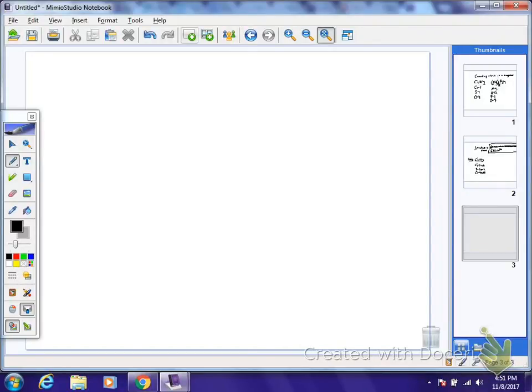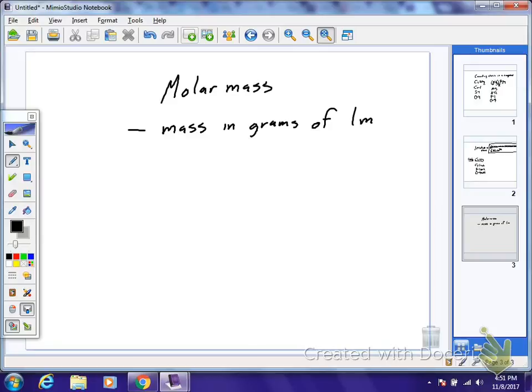Okay, in the last example, we decided we were going to count atoms and moles of atoms. So how do we progress and take a look at finding what's called a molar mass? Molar mass. What is a molar mass? It's the mass in grams of 1 mole of a substance.